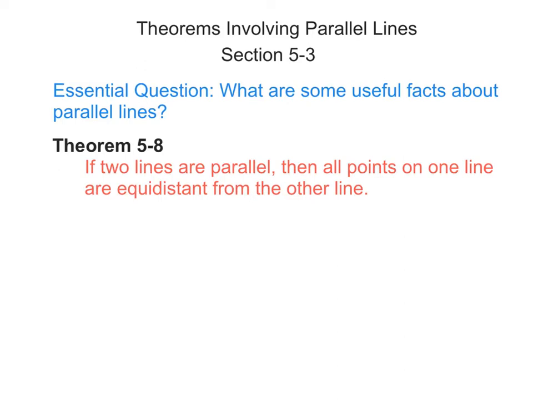The first theorem is theorem 5-8. This theorem states, if two lines are parallel, then all points on one line are equidistant from the other line. So what exactly does this mean?